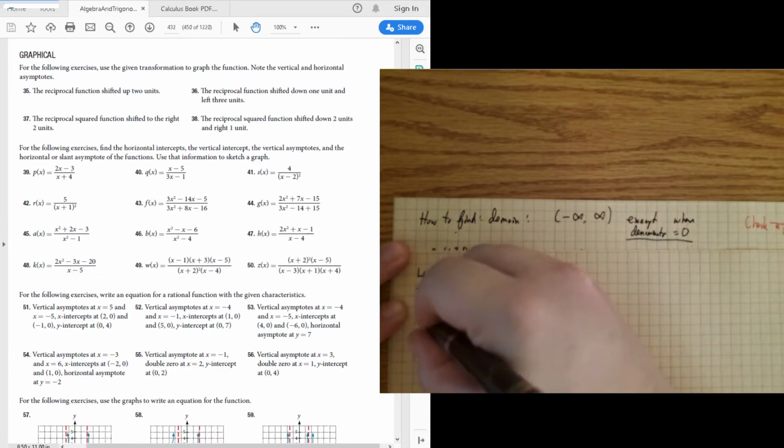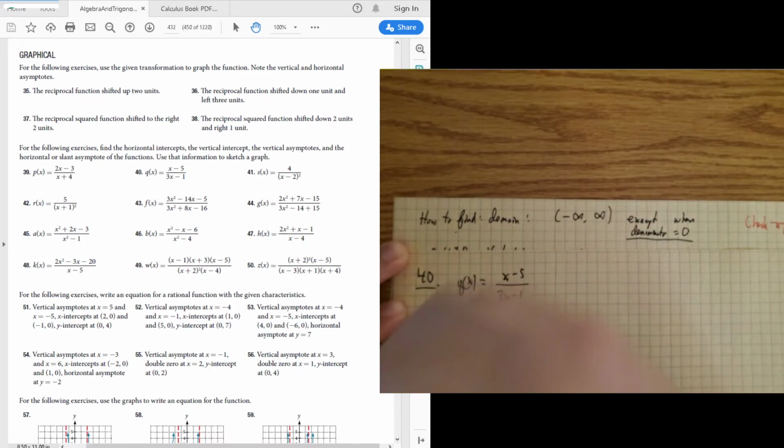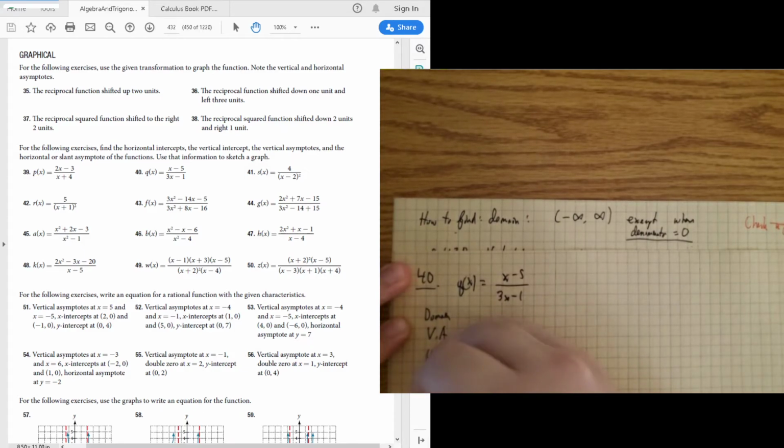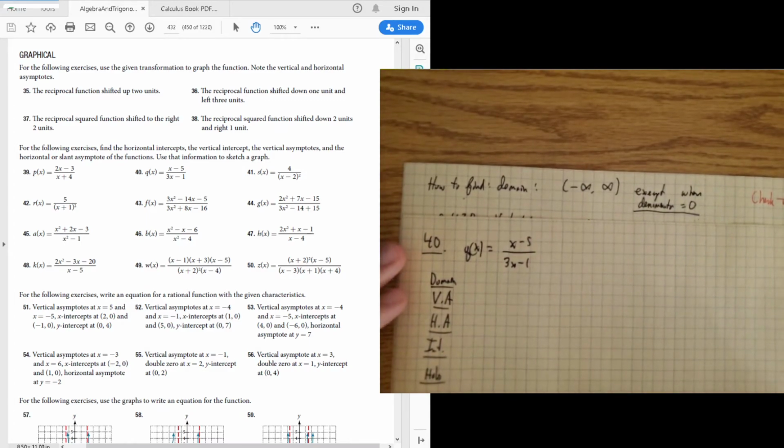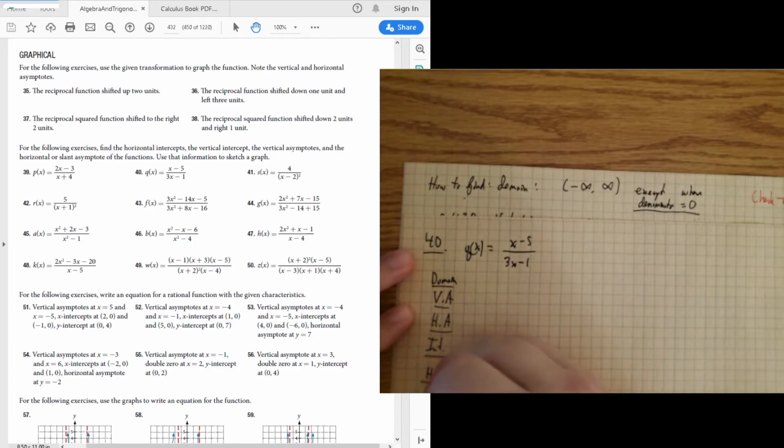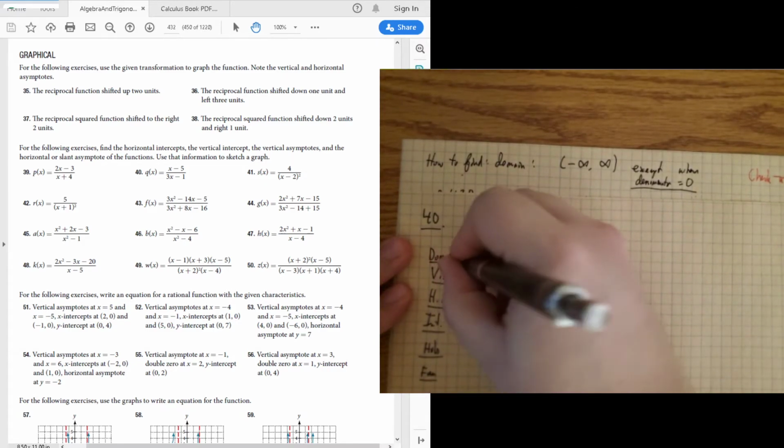Let's break it into pieces. So I'm going to do domain, vertical asymptote, horizontal asymptote, intercepts, I'm also going to check for any holes, and then I'm going to need to do the fun, which is the actual graphing of it. Okay, let's do it one piece at a time.